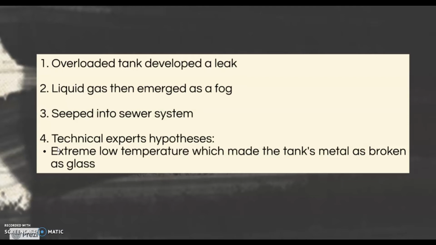Apart from that, many theories have been advanced by technical experts as to the cause of the inner tank rupturing, and the one most generally heard attributes it to the extreme low temperature at which the gas was stored. This made the metal of the tanks as brittle as glass, and the vibration of the ground caused by heavy trains caused the metal to crack and open up, releasing the contents.